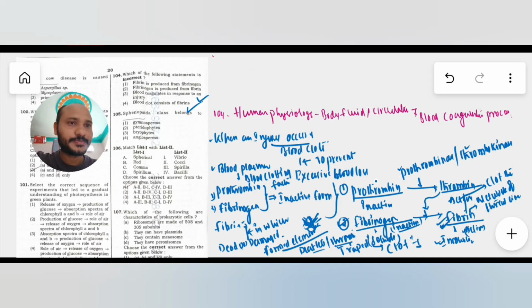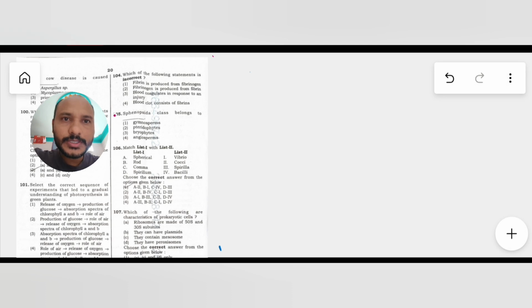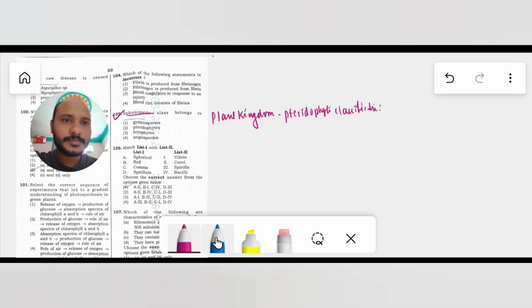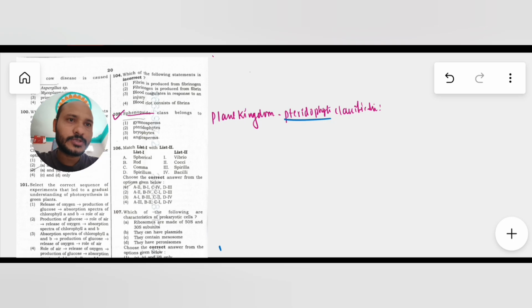Right, now we move on. One more important MCQ, 105. Spinopsida class belongs to. This question is framed from the plant kingdom, specifically from the pteridophyte classification. Let's discuss some explanation on pteridophytes. Generally, pteridophytes are the first vascular plants, meaning they contain true root, true stem, true leaf, and they contain the first vascular tissue system, xylem and phloem. We also made a video on this pteridophyte.